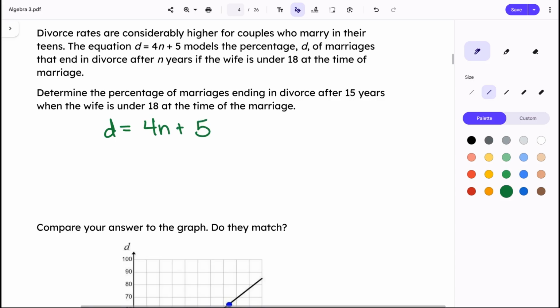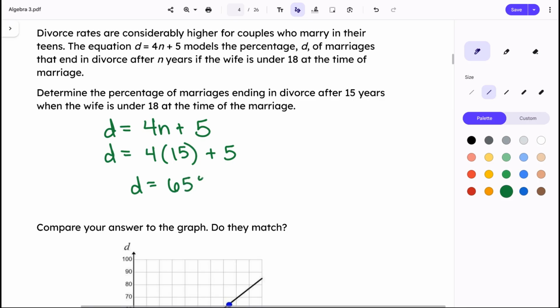We want to know the percentage of divorce after 15 years. So where does the 15 go? In for n, because n represents years after the marriage. So we're going to take 4 times 15 plus 5. And what's that give us?